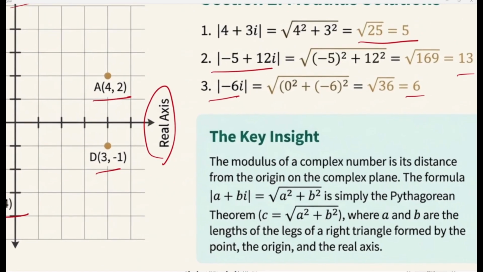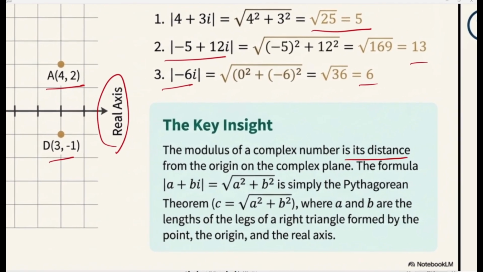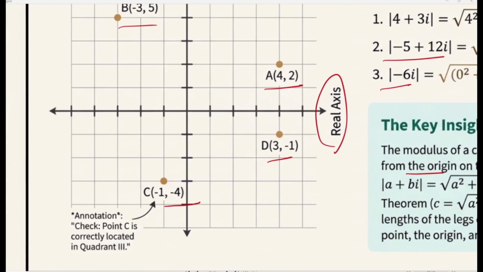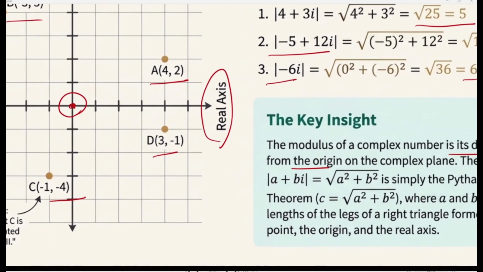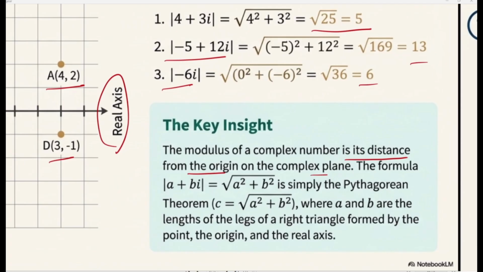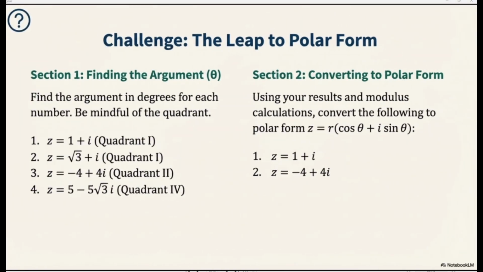So again, the modulus of the complex number is its distance from the origin. What was the origin? Origin means that 0 is going to be our origin itself on the complex plane. The formula, the absolute of a plus bi, is going to be the root of a to the power 2 plus b to the power 2. This is simply the Pythagorean theorem. As we know, c is going to be the root of a to the power 2 plus b to the power 2, where a and b are real numbers, and that's it.